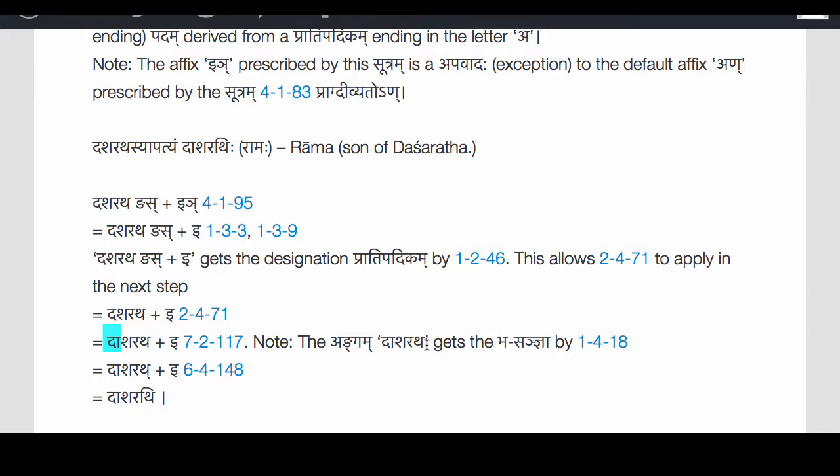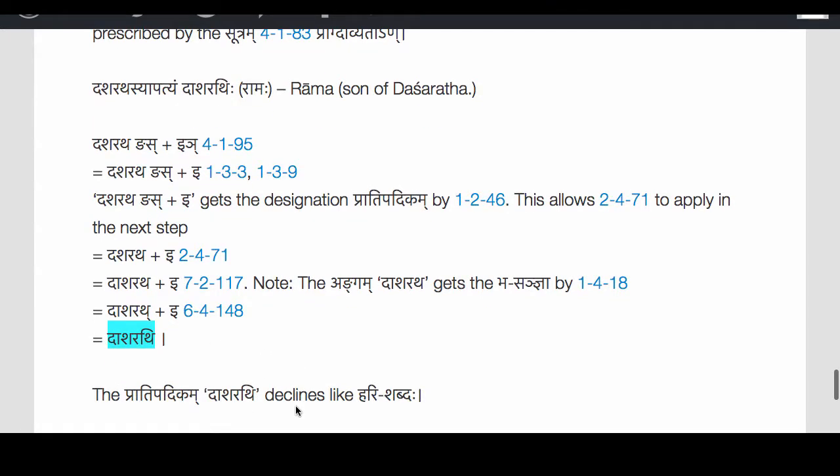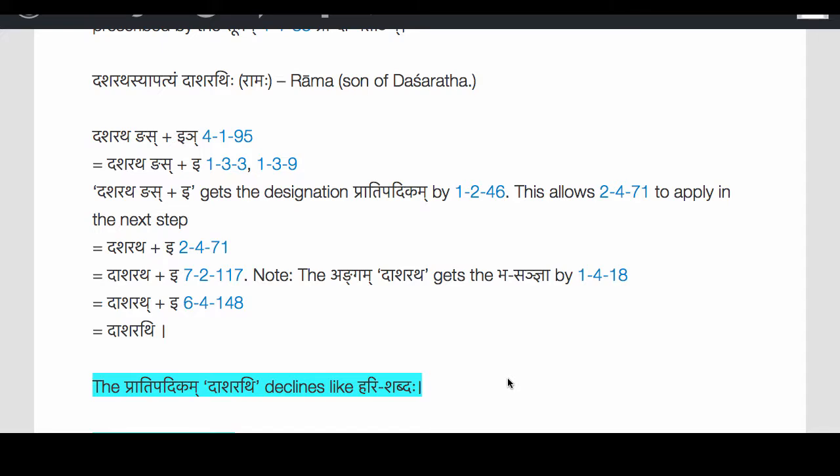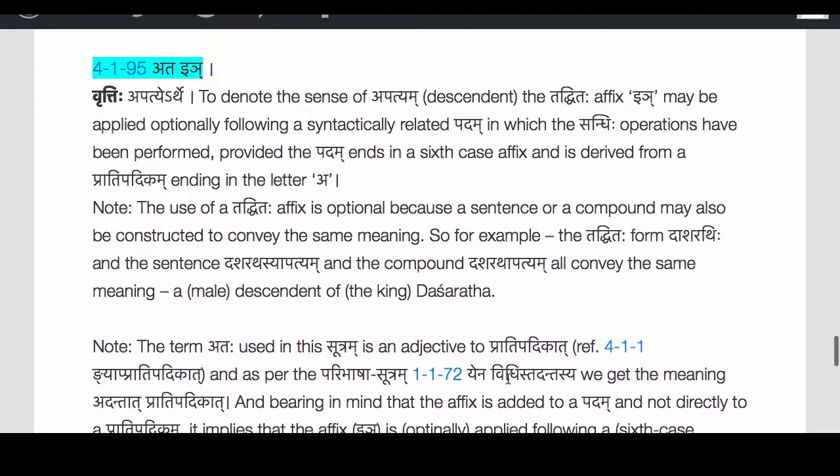The angam Daśaratha gets the bhasanya by 1418 yachibham, because the affix e begins with a ach. And based on the bhasanya, we can now apply 64148 yasyeti cha to elide the ending letter a of the angam Daśaratha. So now we get Daśarath e, which is Daśarathi. That's the final form. The Pratipadikam Daśarathi decline like Harishabdaha. Prathama Ekavachanam is Daśarathihi.